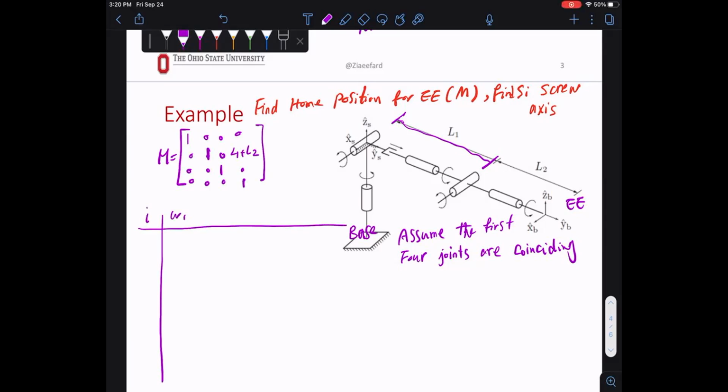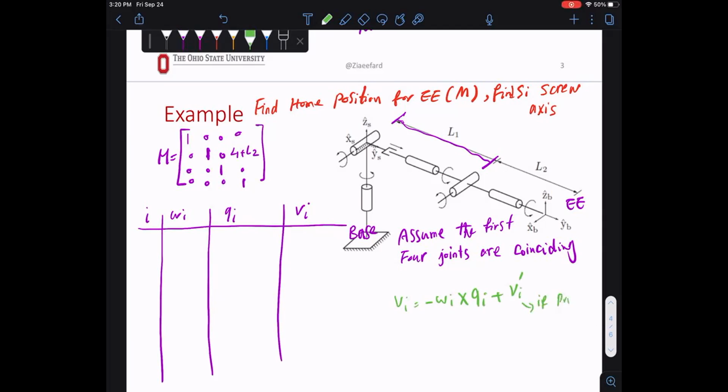I, omega I, QI, and then VI. Remember that VI was negative omega I cross product of QI plus V prime. I'm going to call it V prime I, which is if it was prismatic. If prismatic, we only have linear velocity, right? So joint 1.